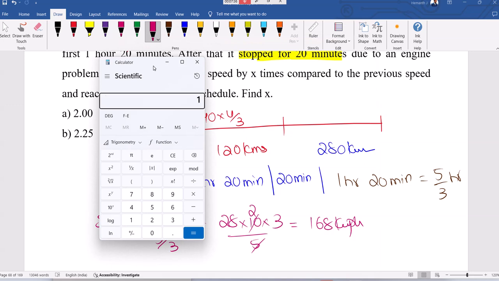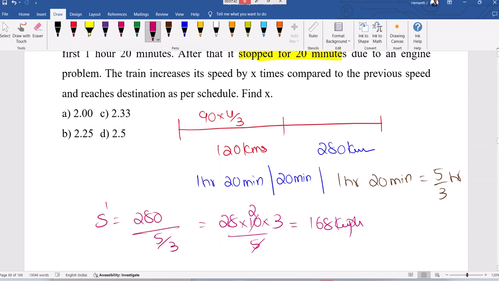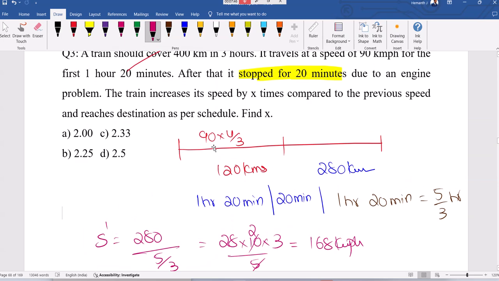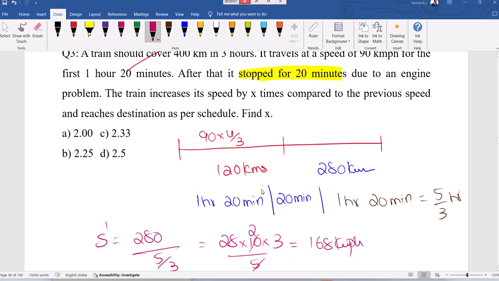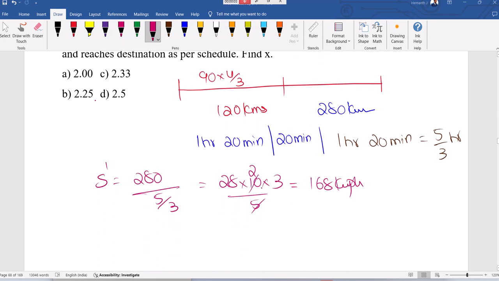Sorry, 160 divided by 90. Fine, now 1.667. It's 1.8 times, not 2.2 times. It's not double. Initial speed 90. It's not double. As the procedure is perfect, the answer should be that it's not any of these. All options are wrong.